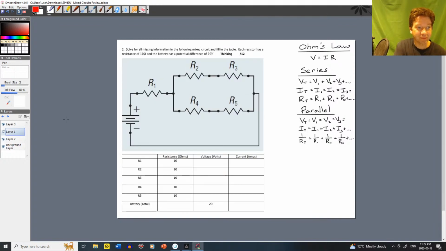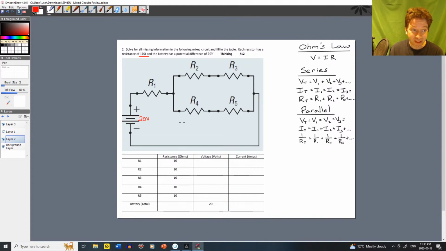Here we go. So in this circuit, it says we have a battery with 20 volts. So this is 20 volts. And then every resistor is 10 ohms. So 10, 10, 10, 10, 10. And we need to fill in this chart. Basically, we need to figure out what everything is that is missing.